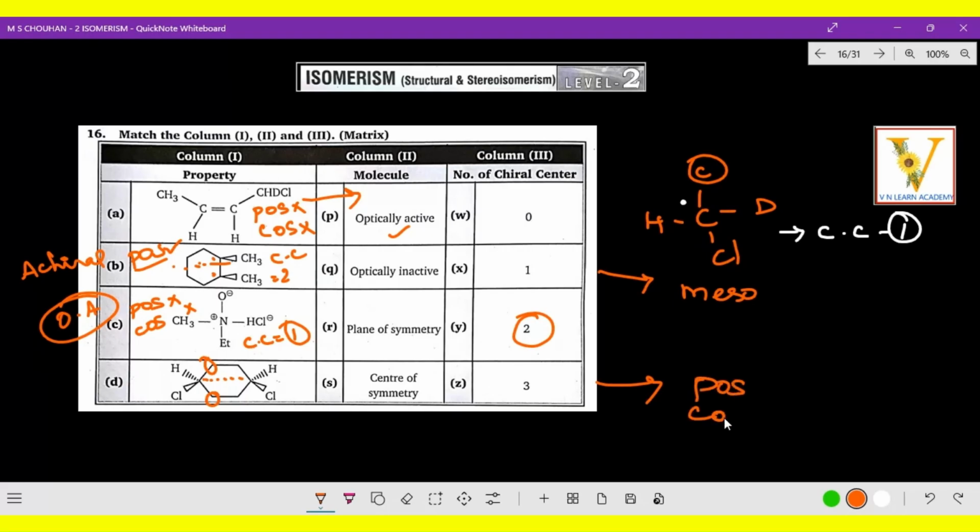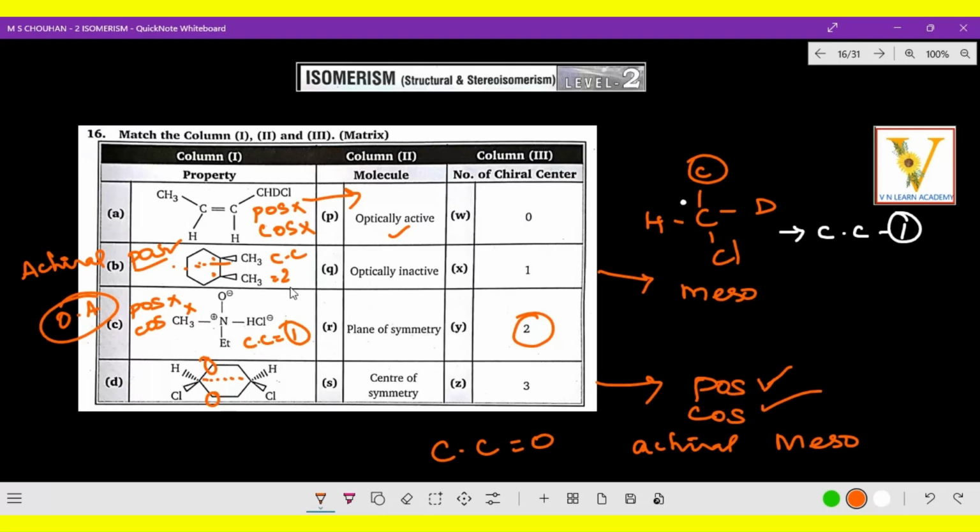POS, COS is present. So the POS, COS is present means achiral. Achiral means, can we say it's a meso? Yes, of course, 100% meso. Okay, now how many chiral centers are available? No, zero chiral center. Chiral center will be zero, right? Okay, hope you got the clarity about all these points.